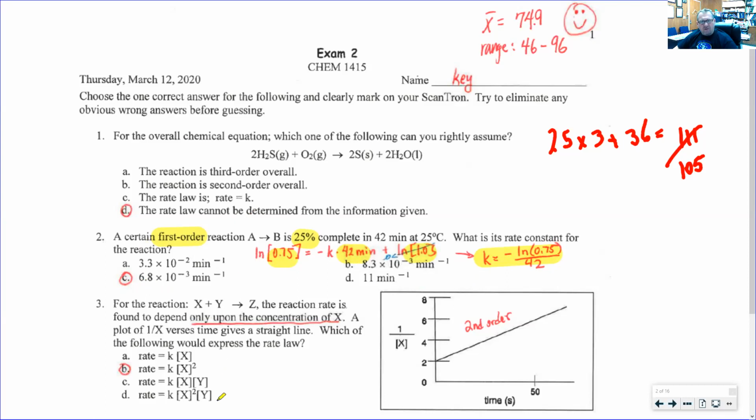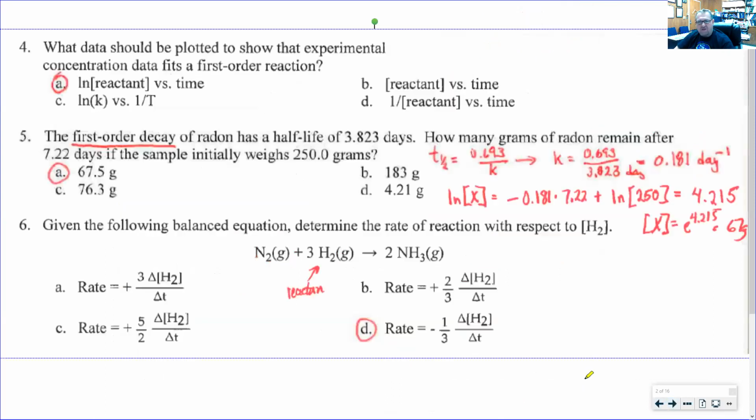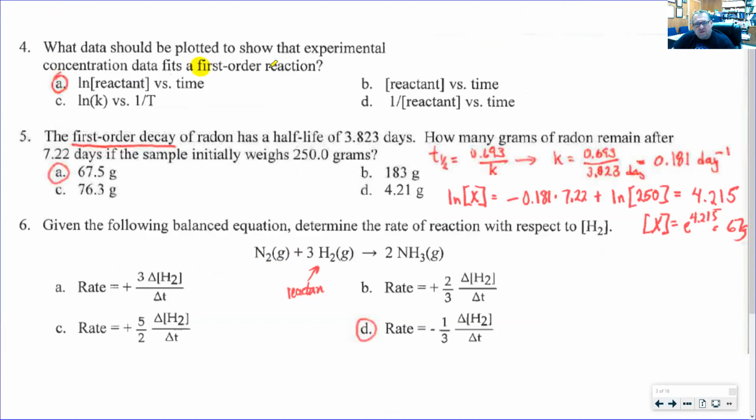All right, problem number 3 we did good on as a class. Looking at it, given this reaction, if we plot the inverse of concentration versus time, it gives a straight line. So which one is that? That's second order. Number 4 was similar. What do you plot to get a first order? Instead of looking at a graph, you just had to tell it to me verbally. Natural log of concentration versus time gives you a linear relationship. We did good on that one.